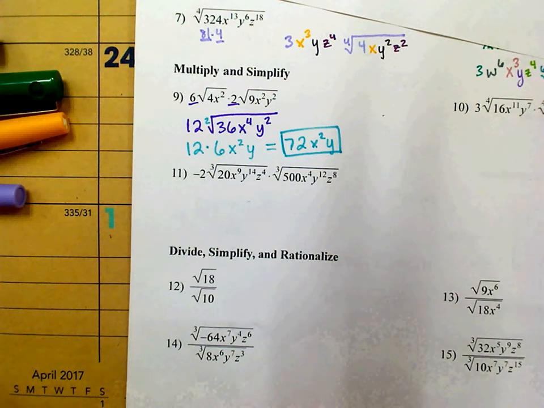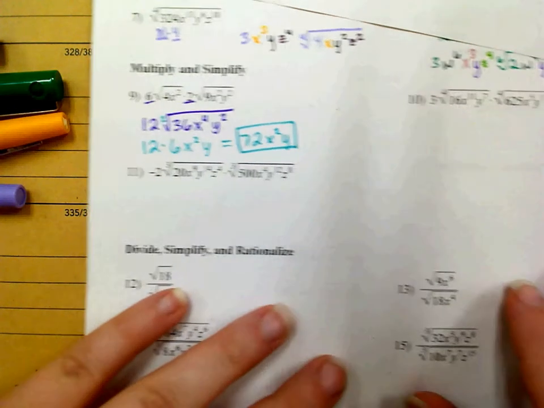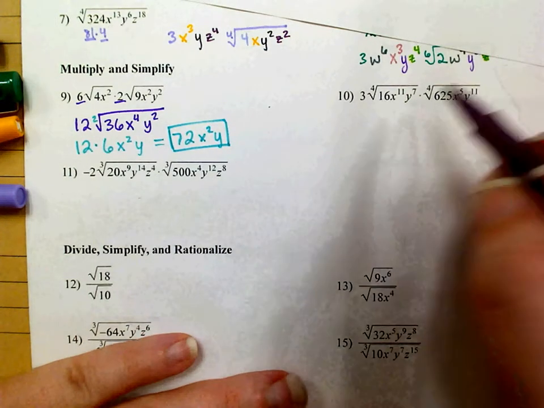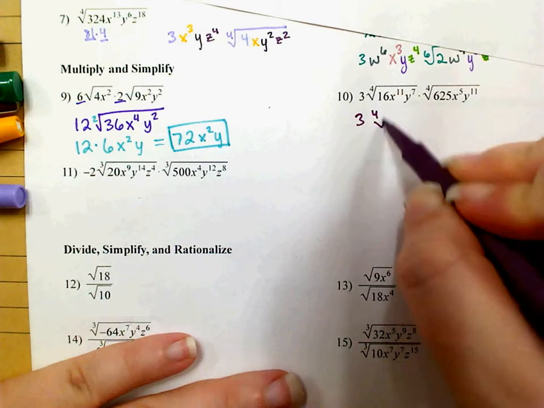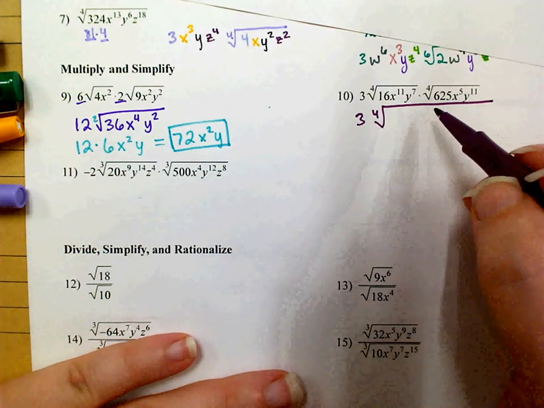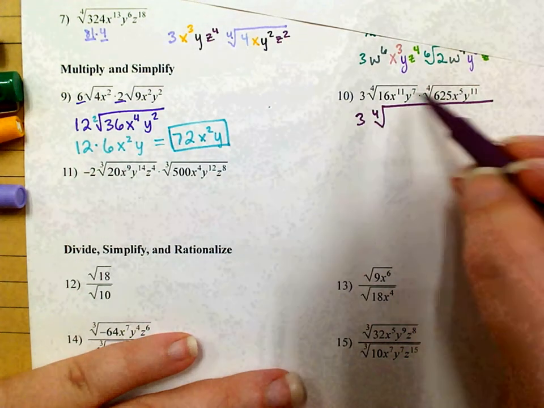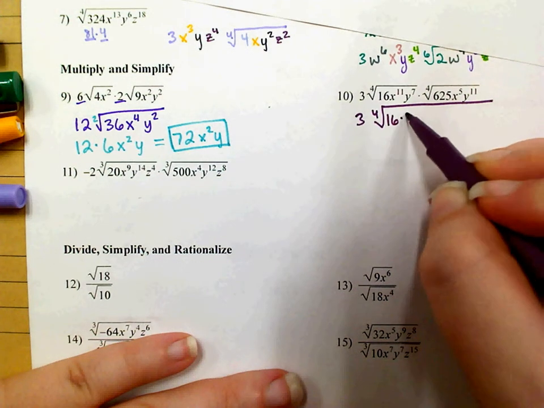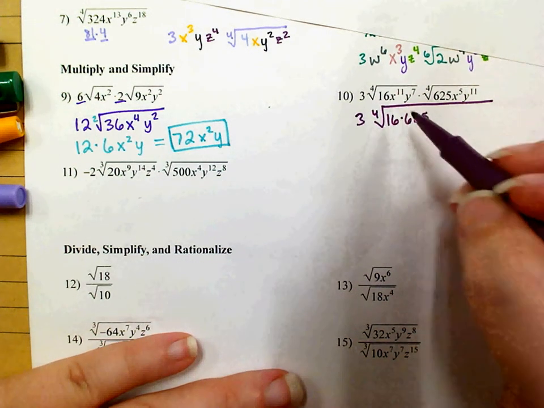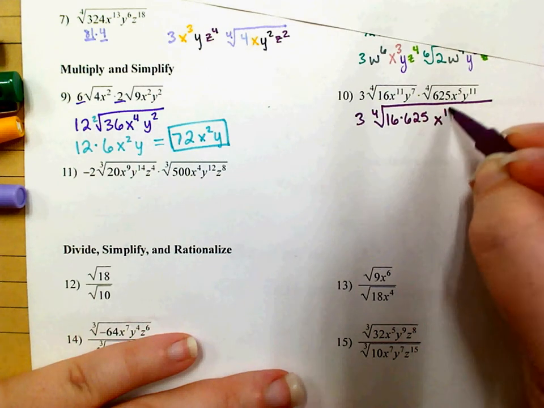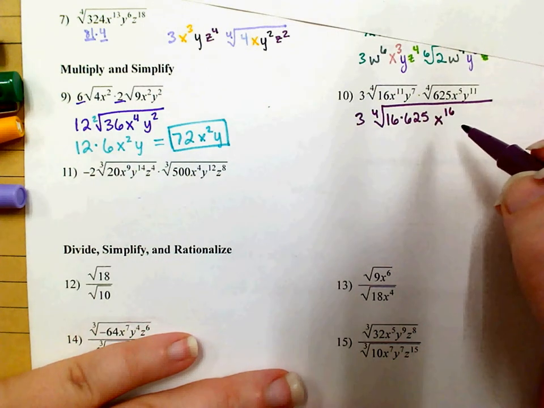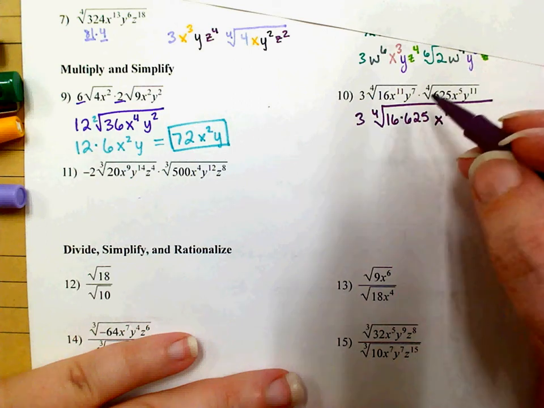On number 10, I've got a number in the front on this one and not on that one, so I'll just put a 3 in the front times the fourth root of, and then I'm just going to combine all these things. I'm not actually going to multiply 16 and 625. I'm just going to write 16 times 625. But I'm going to combine my x's. X to the 11th and x to the 5th. That's x to the 16th. And then y to the 7th and y to the 11th is y to the 18th.